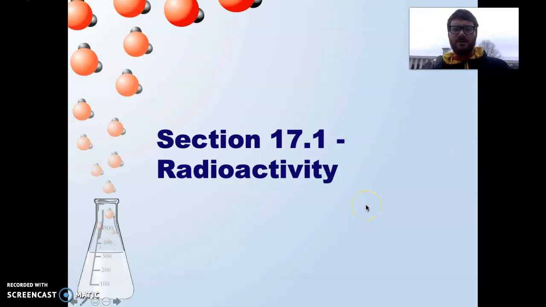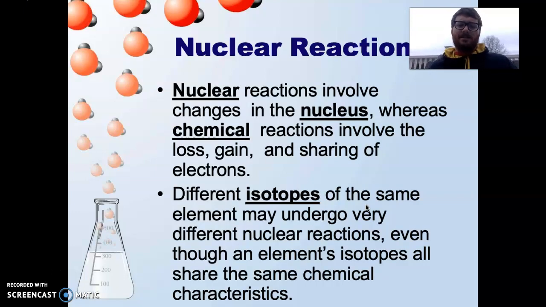That is on radioactivity. Let's begin. Now this is different than just about anything that we've talked about before. Nuclear changes involve changes in the nucleus of the atom, whereas chemical reactions deal with electrons. We were so focused on the first 16 chapters about what happens outside of the nucleus that we didn't even talk about what happens on the inside. We know the nucleus contains the protons and neutrons. Protons are positive, neutrons are neutral, but we never really talked about what could happen in the nucleus.